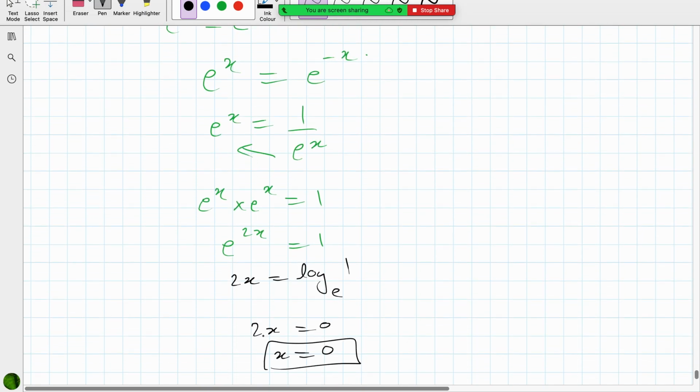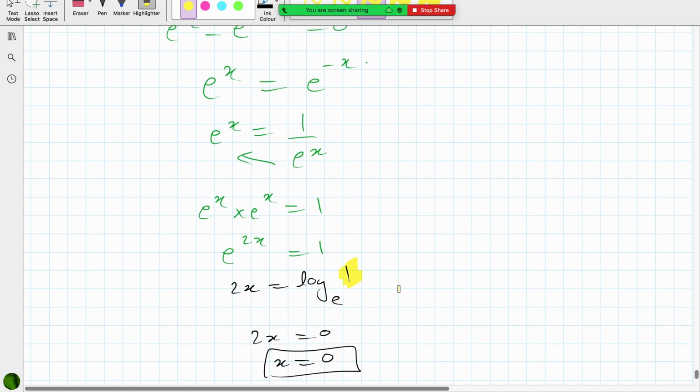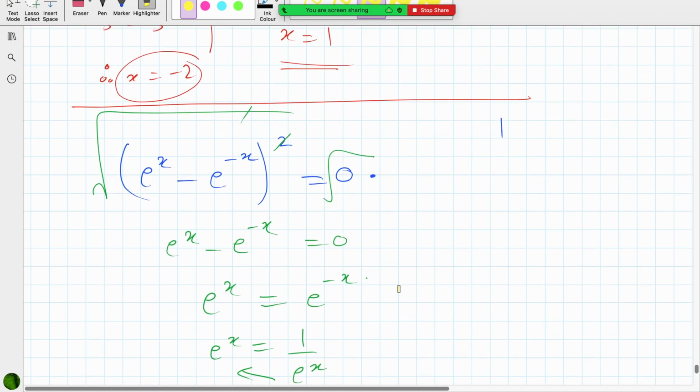Clear? Yeah. Do share it, and whatever method you choose, you will always get the same answer. And you may have different paths. Sure.